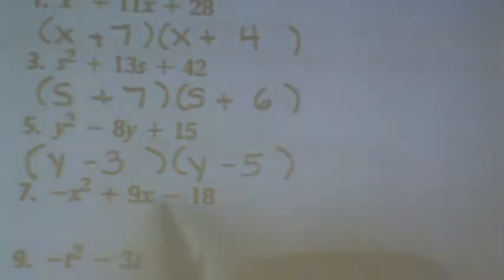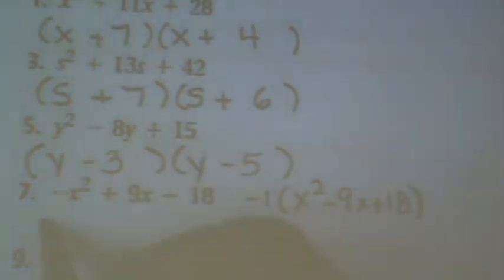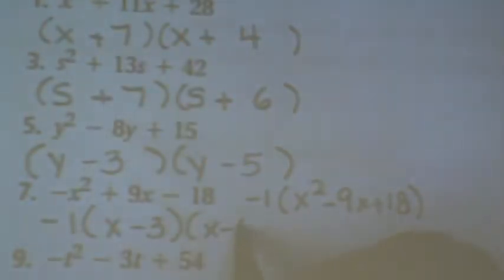y minus 5. Now for this one, we did this in class, you're going to pull out a negative 1 first. And if you pull out the negative 1, you're left with x squared minus 9x plus 18. So what times what is 18 but adds to be negative 9? So your answer would be x minus 3 times x minus 6.